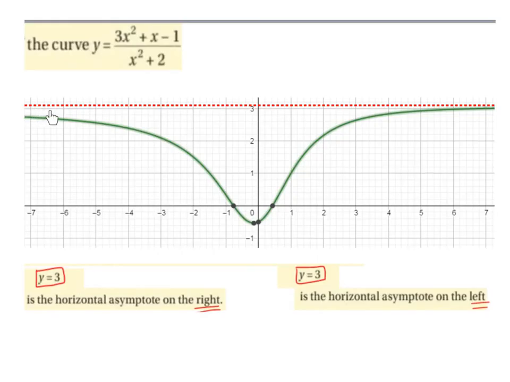So here we can see our curve drawn in. This is the curve of 3x squared plus x minus 1 over x squared plus 2. You can see this is the line y equals 3. And we can see that on either side of our graph, our curve is getting closer and closer and closer to the line y equals 3, but it will not actually cross it.